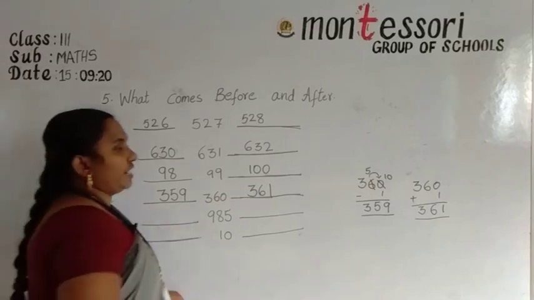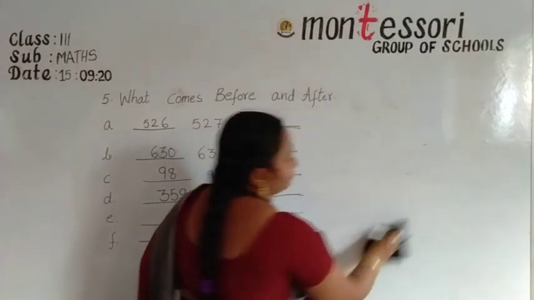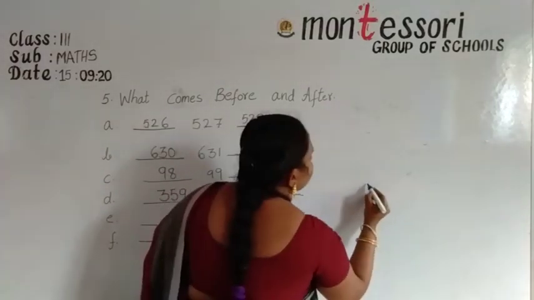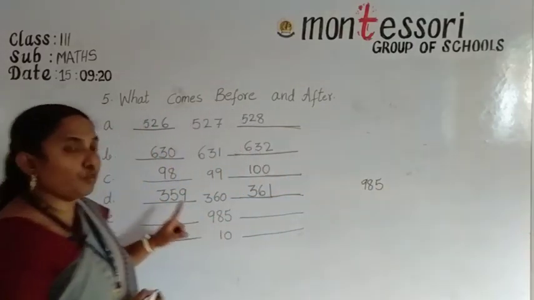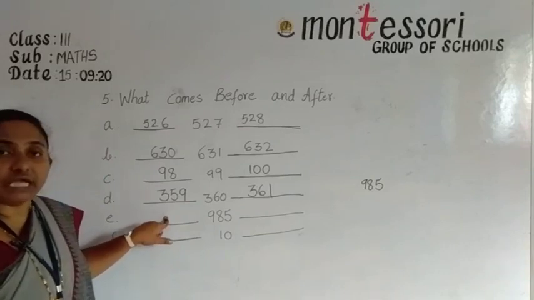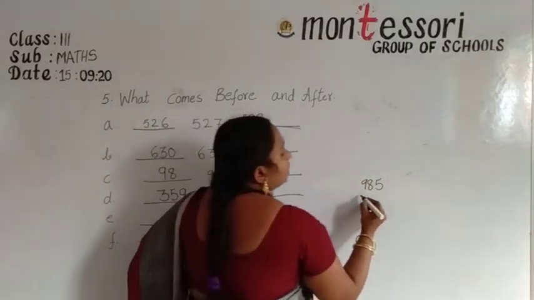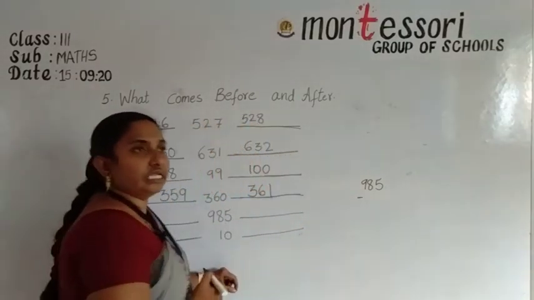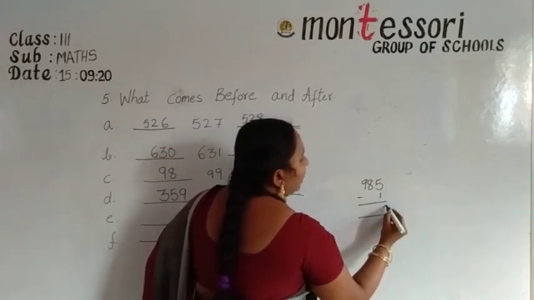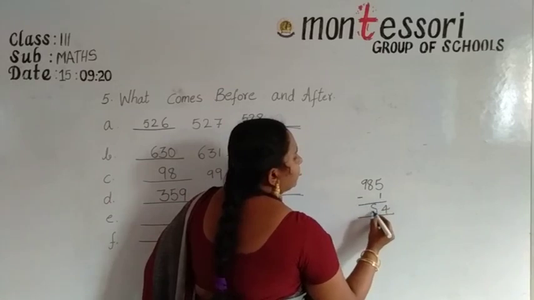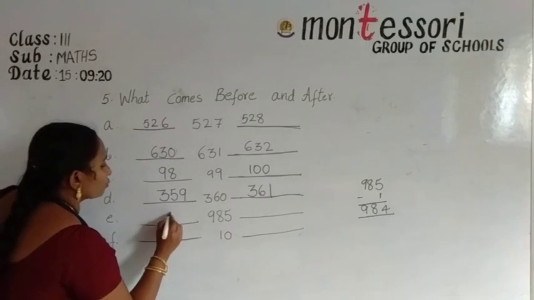Now next number, 985. So now I am writing here 985. In 985 we can find the number that comes before 985. The number that comes just before, we do the subtraction with minus 1. So 5 minus 1, 4, 8, 9. What is the answer? 984.